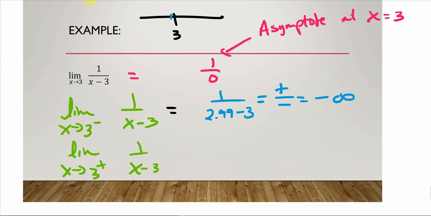Now I have to pick a number to the right side of 3. So I'm going to pick a number close to 3 but on the right side. So I'm going to pick the number 3.001 minus 3. That's going to give me a positive on top again. And on the bottom, 3.001 minus 3 is going to be positive. So that's going to give me positive infinity.